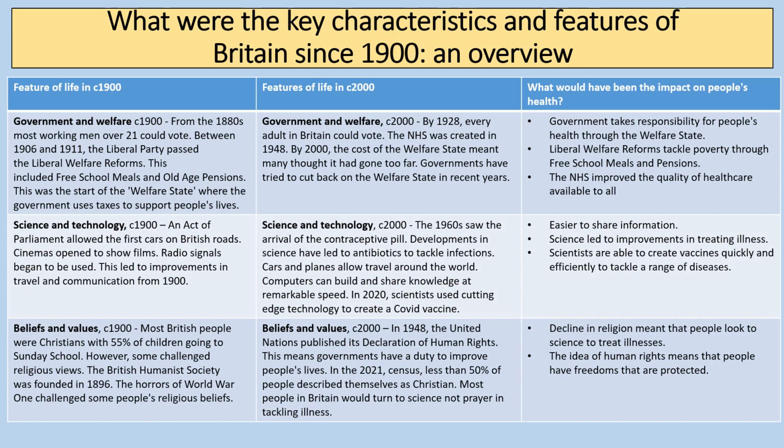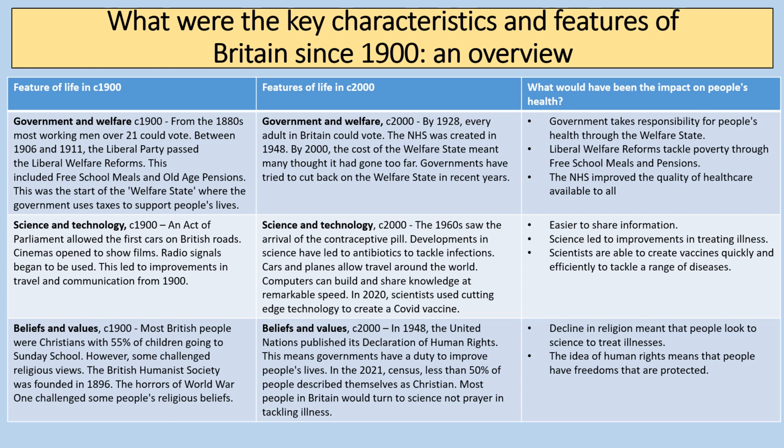Science and technology has seen huge changes, and that's a key factor to be aware of. An Act of Parliament around about the year 1900 allowed the first cars on British roads. Cinemas began to open to show films which could be used to spread ideas about health. Radio signals began to be used, and there were improvements in travel and communication. The 1960s saw the arrival of the contraceptive pill. The developments in science have led to antibiotics to tackle infections. Cars and planes allow travel around the world.